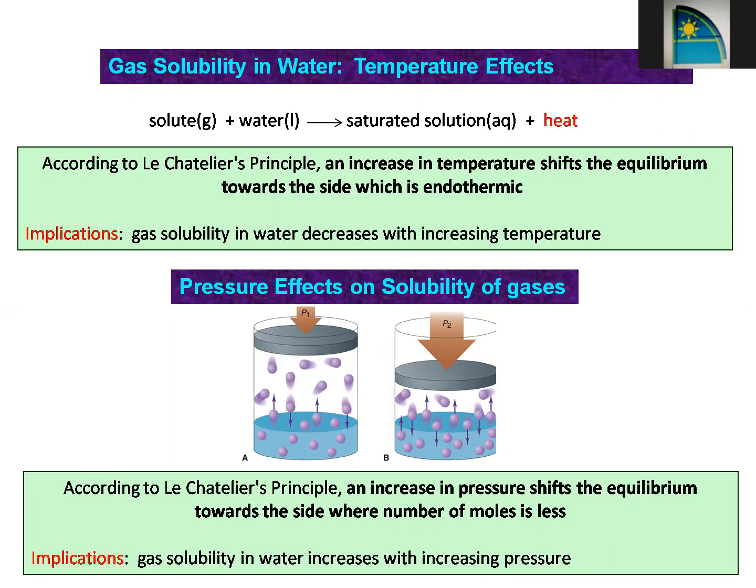But you can see from the given equation that whenever a gas is soluble in water, then the reaction in forward direction is exothermic. That is why, what will happen if you increase the temperature, the solubility of the gas will start to decrease in water. Second effect we have to study is effect of pressure on the solubility of the gases.